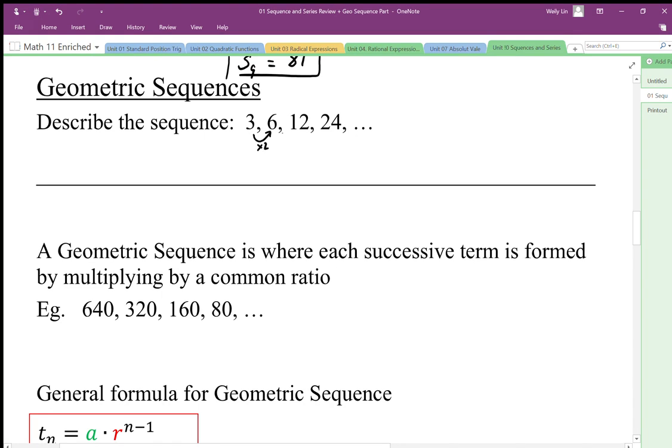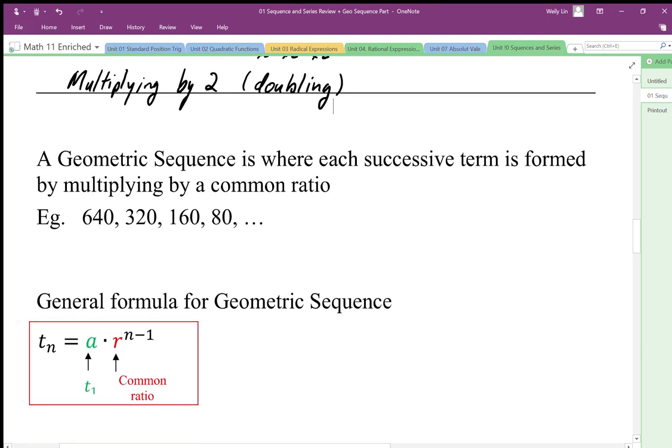So this is different than our arithmetic sequence where we added. Here we're multiplying. So we are multiplying by 2, or in other words, doubling. So we can predict the next term. The next term is going to be 48, then 96, etc. And this grows much quicker than an arithmetic sequence.